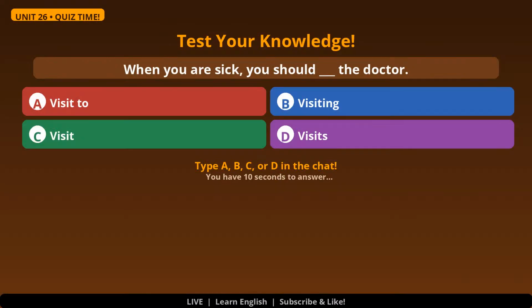Challenge yourself. Here's the question. When you are sick, you should blank the doctor. Option A, visit to. Option B, visiting. Option C, visit. Option D, visits. Think about it. Type A, B, C, or D in the chat. You have 10 seconds.